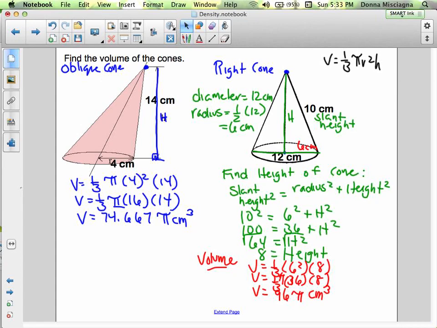There we go. Those answers look good. All right, and if you have any questions, let me know. This is the end of finding the volume of a cone.